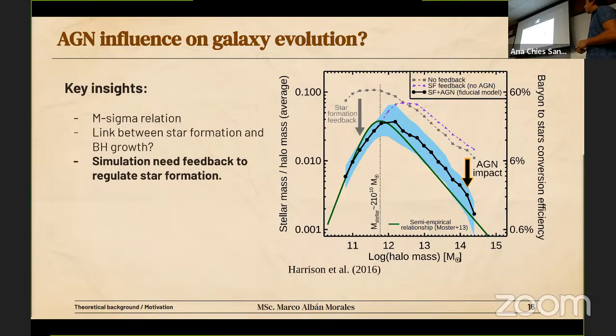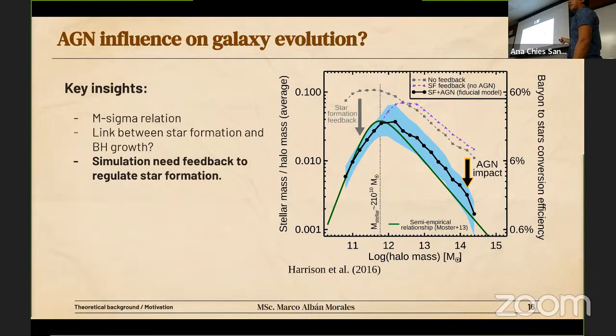Also, I'm not an expert in simulations, but I believe most simulations today need some sort of feedback to actually produce the amount of stars that we see today at low redshifts. So here we have the baryon to stars conversion efficiency: how efficient halos are in converting their mass into stars, versus the mass of the halo. In greenish light blue, you have the shaded regions of the observed data. So this is what we know from observations.